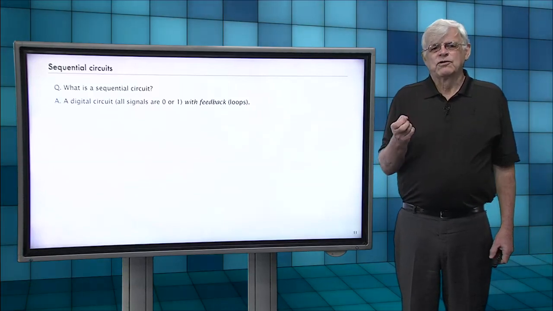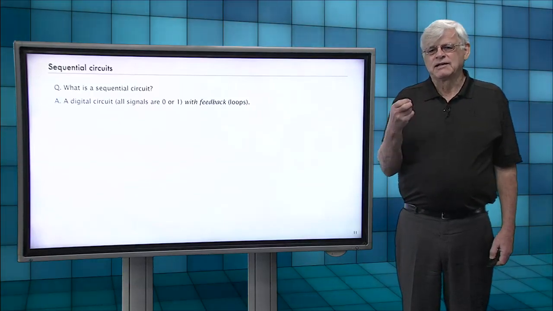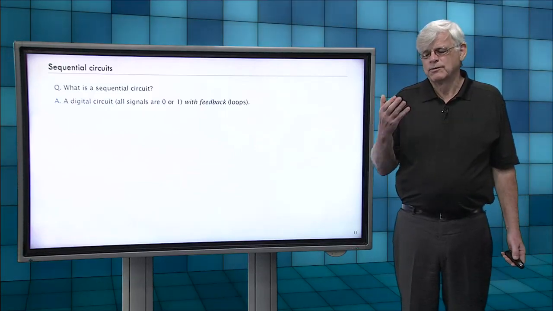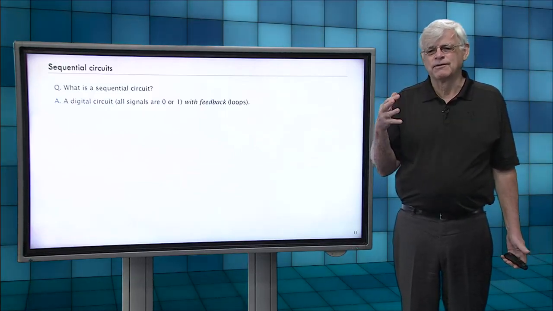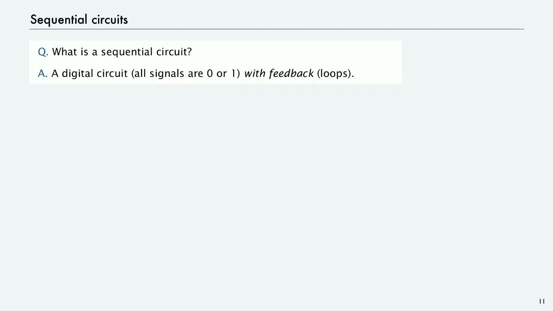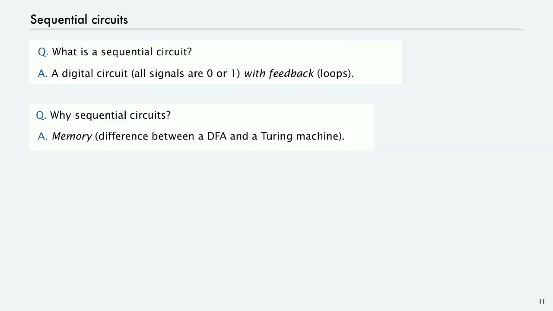So a sequential circuit is a circuit that has feedback, that has loops in it. Now, just as with computer programs, when you add loops to a circuit, you're introducing a whole new level of complexity in the behavior of the circuit. We want to be extremely careful about how we introduce feedback. And the reason that we use sequential circuits is the idea of memory. It really makes the difference between a calculator and a computer.